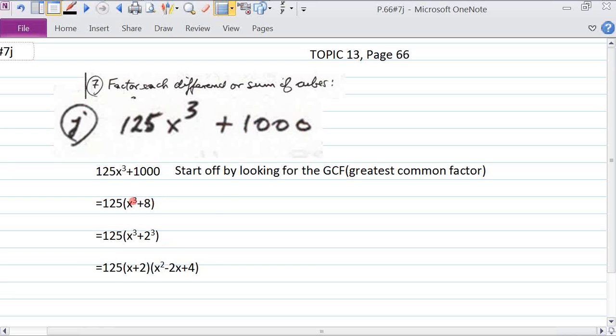Now, this we can leave as this, and 8 is 2 cubed. So we have 125, we put the x here, we put the 2 here, we square the first term, we get x squared. We multiply plus 2 times x, we get plus 2x, and change its sign, minus 2x. And plus 2 times plus 2 gives us plus 4. So this is the complete factor. Go back and review your sum or difference in cubes if you're not certain of this.